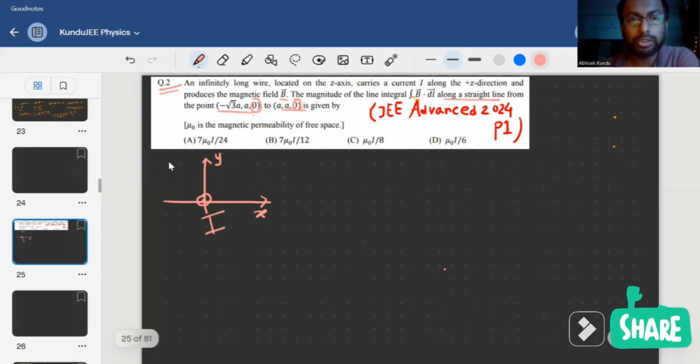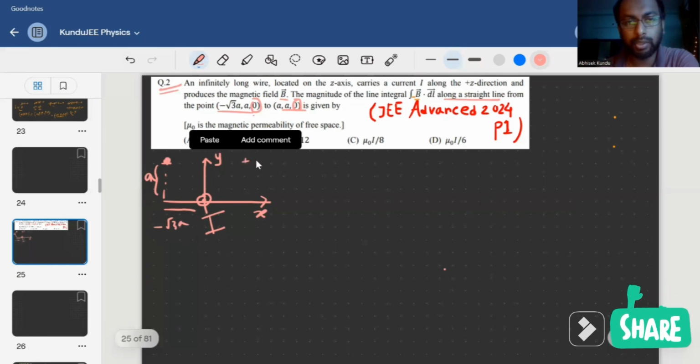Now let us draw these 2 points. Minus root 3a comma a is somewhere here in the second quadrant, where a is the height. This is point number 1, and point number 2 is a comma a, in the first quadrant. Here the height is also a, and the x coordinate is also a. Now we have to join these two. Along this line, you have to find the line integral of the magnetic field.